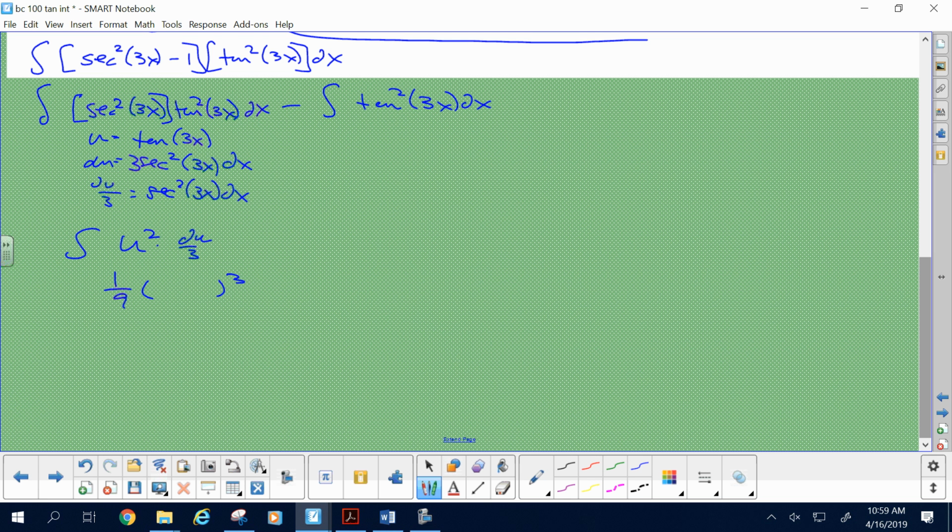Instead of u cubed, it would be going back to tangent cubed, okay, which you could write that cube after the tangent before the 3x, or if you put it outside, that's fine too. But I'm getting 1/9 tangent of 3x quantity cubed, right? Okay. How about tangent squared of 3x? What do you think there?